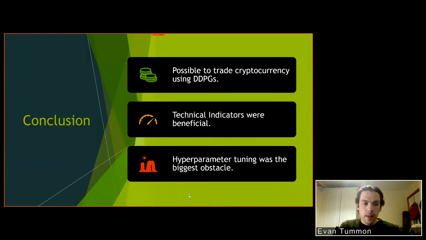So just to conclude, I think it is possible to trade cryptocurrency using DDPGs. I think the technical indicators were hugely beneficial. The addition of all the features helped with my training of the model. And lastly, hyperparameter tuning was probably my biggest obstacle, and if I was to go back, I would look at Optuna earlier. But yeah, this is definitely something for the future.